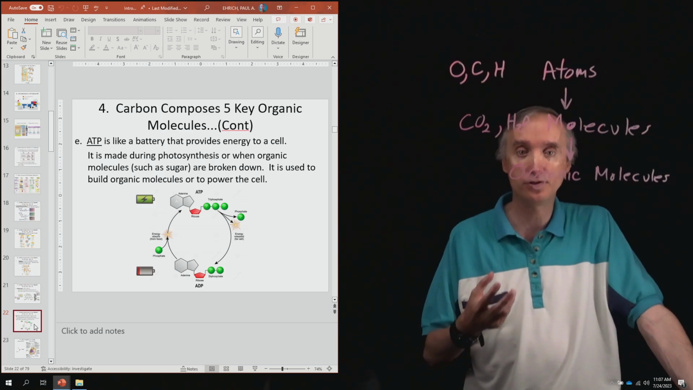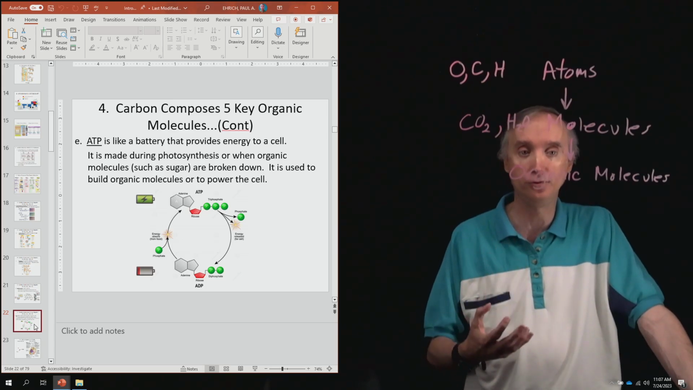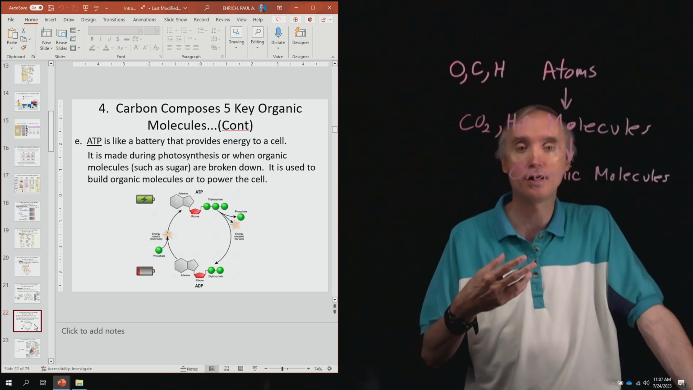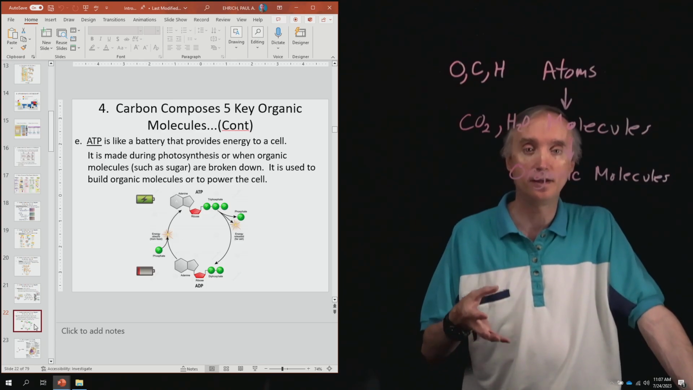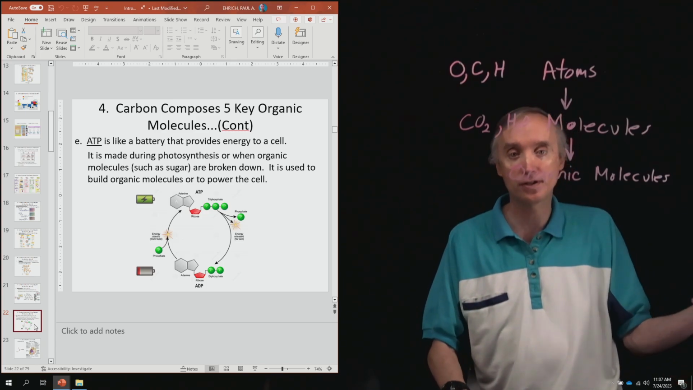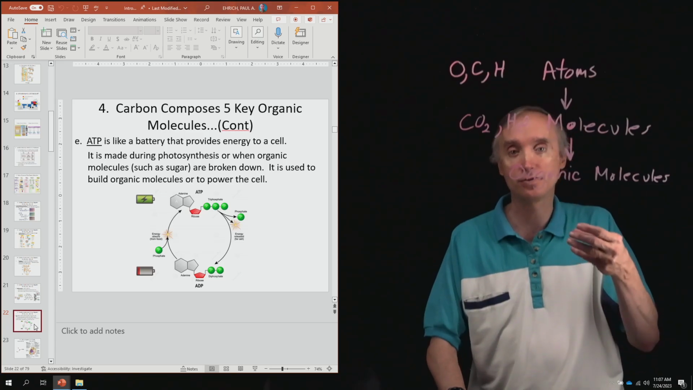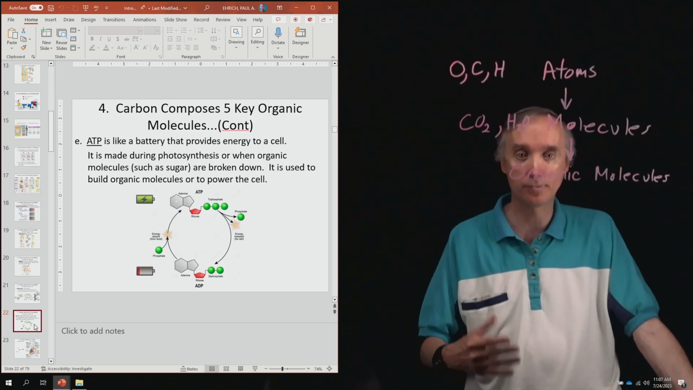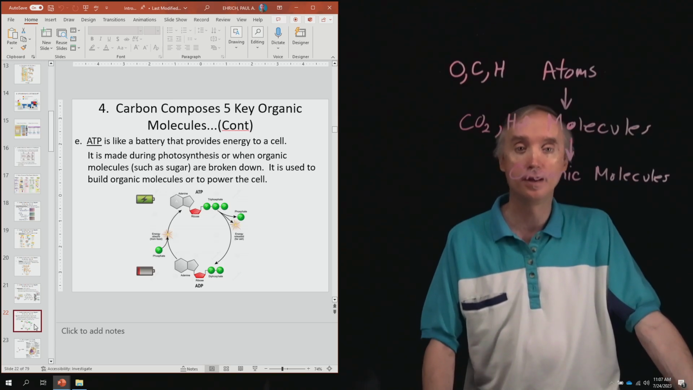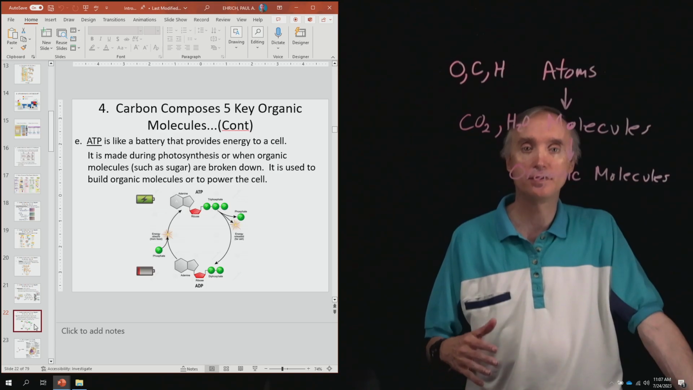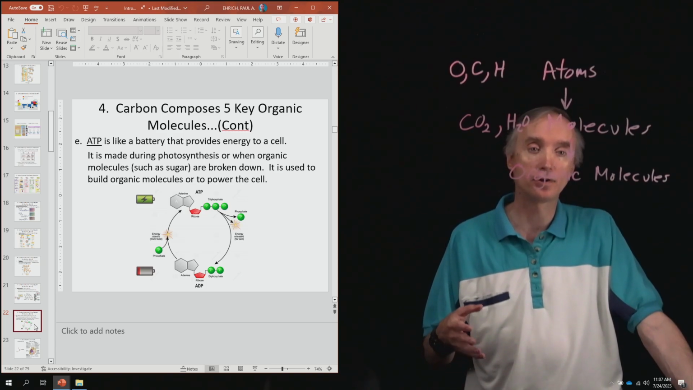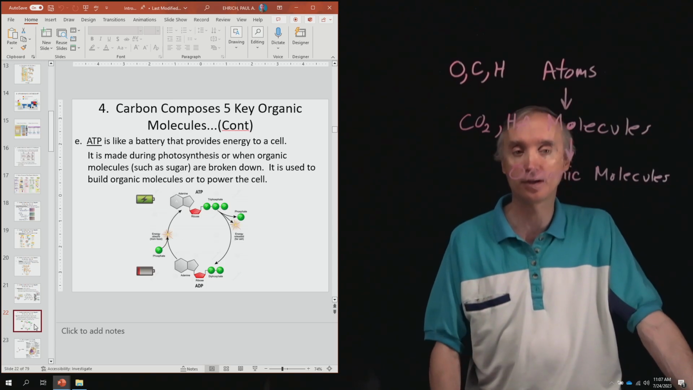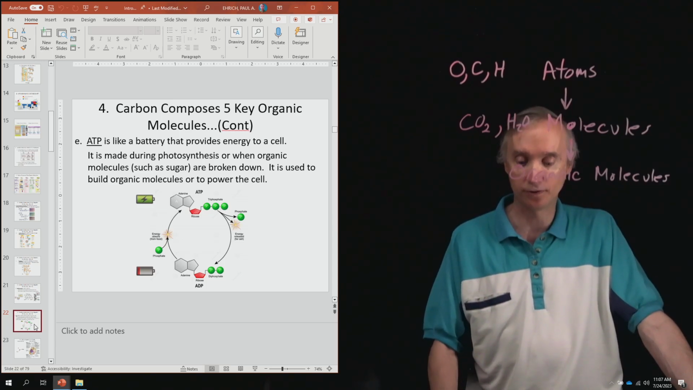So the way it's recharged is when you eat food, then as your body breaks down that food, the energy is used to reattach phosphates to the ATP, and then that powers up the battery again. And then the battery can be used over and over and over again. So ATP is going to be this battery that goes around inside of your body, and it powers all of the different chemical reactions in the cell.